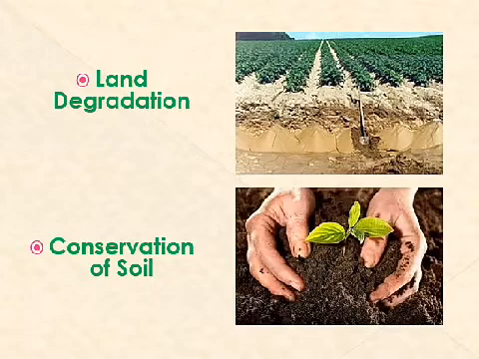Students, how can we prevent land degradation? Listen, the measures to reduce land degradation are afforestation, then controlled grazing, stabilization of sand dunes, etc. So these are the measures to prevent land degradation. Students, next point is conservation of soil.